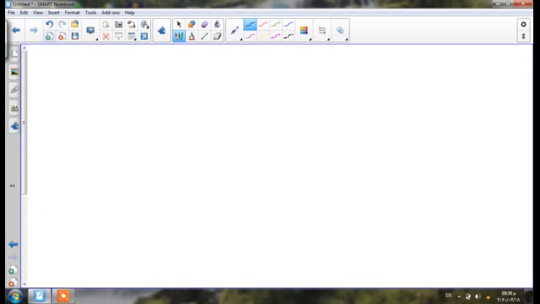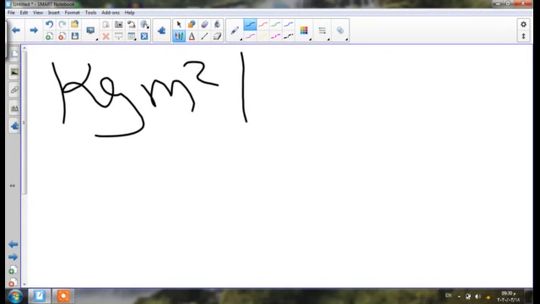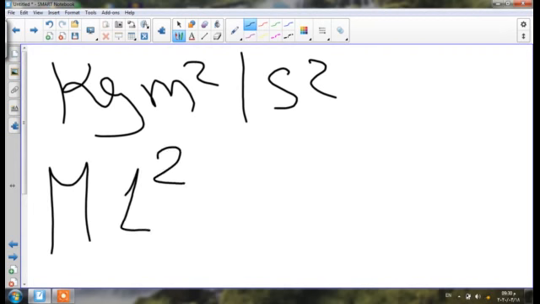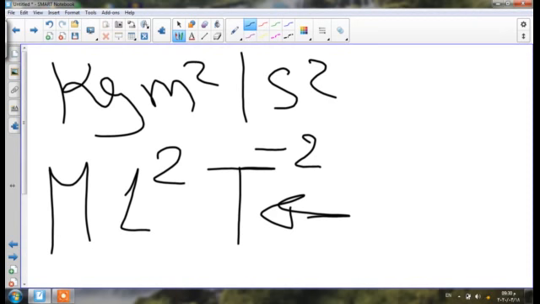Okay, the dimensional formula of work can be determined by using kilogram meter squared per second squared. Kilogram is mass M, meter is length L squared, second is time T to the negative 2. This is the dimensional formula of work.